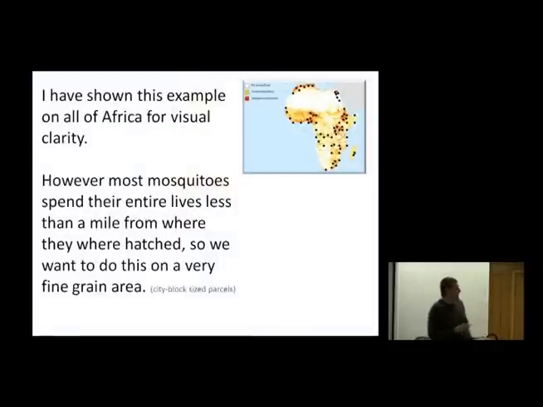So I'll show you this on an example of a map of all of Africa for clarity, but actually we want to do this on a tiny scale. Most mosquitoes live and die their entire lives in a small area. Maybe the size of a football field, that's small and local. So we want to actually have very localized interventions. And it's a problem because the place where the mosquitoes are changes from month to month, from year to year, in kind of unpredictable ways. So how do we know where to spend the resources? This is the big question we're working on.